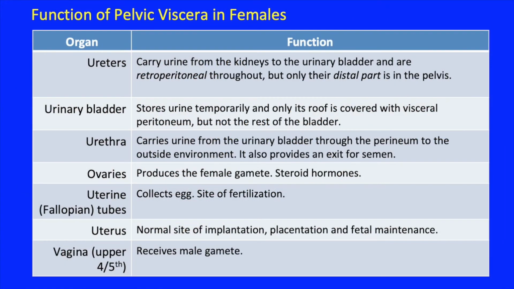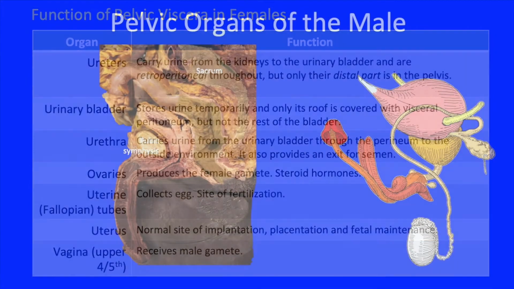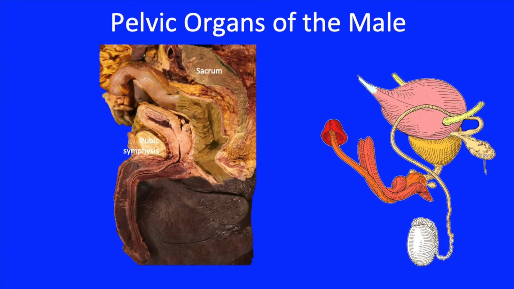However, I have prepared a brief table describing the minimal information that you should know for each organ. Clearly, you will gain much more information for each organ in the physiology and histology components of your courses. Let's do the same exercise for the male and name the pelvic viscera. The bisected cadaver pelvis is on the left, with the sacrum and pubic symphysis serving as orientation landmarks. On the right is the drawing of the pelvic viscera.